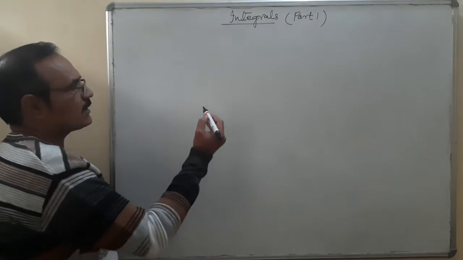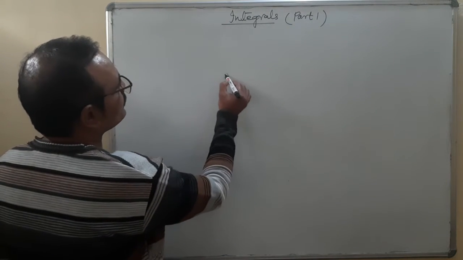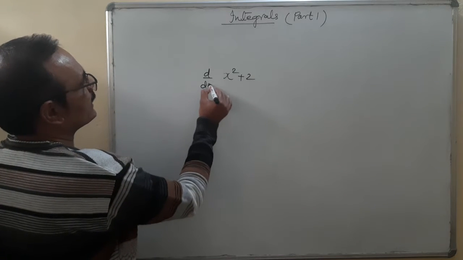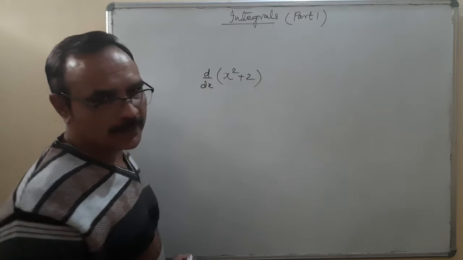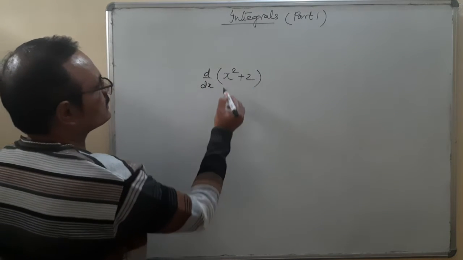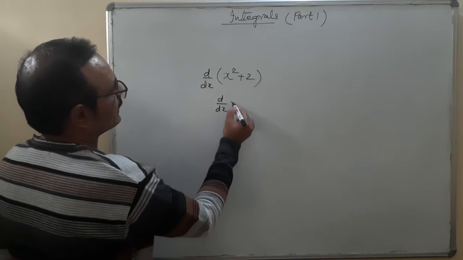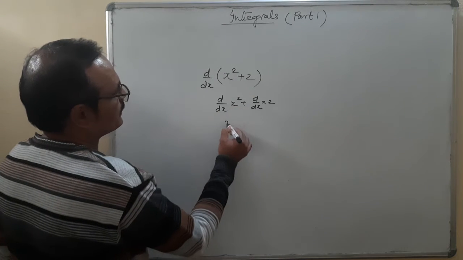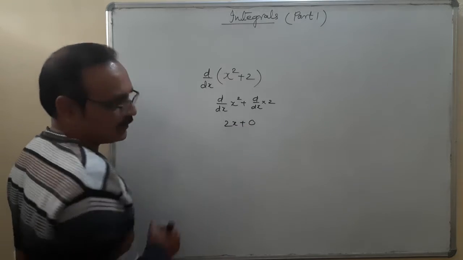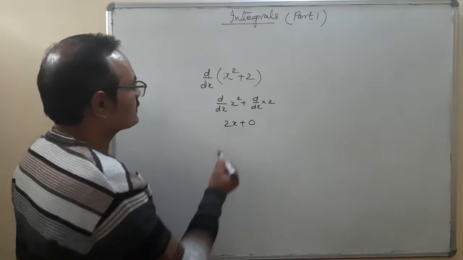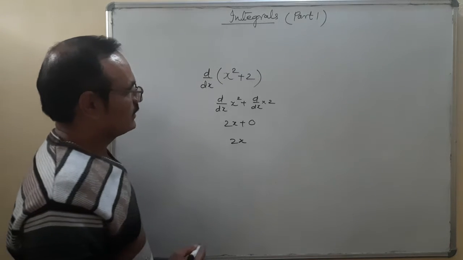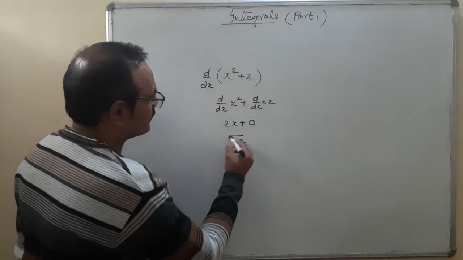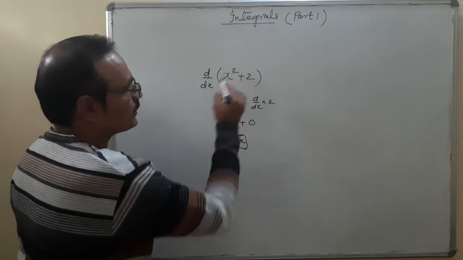For example, suppose I am going to differentiate x square plus 2 with respect to x. Okay, how to differentiate this term? dy by dx of x square plus dy by dx of 2. So it is coming 2x plus 0. Okay, so the differentiation is 2x. Because it is the reverse procedure, when we integrate 2x, we should get the result x square plus 2.